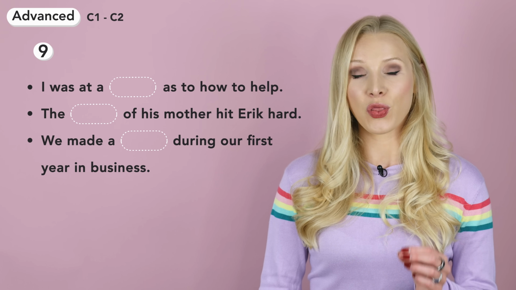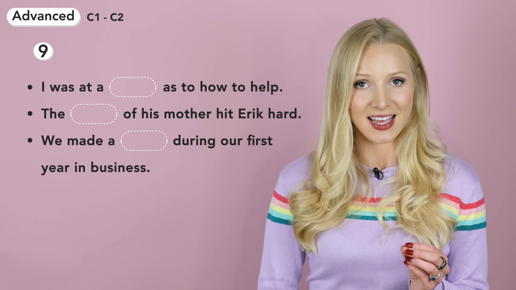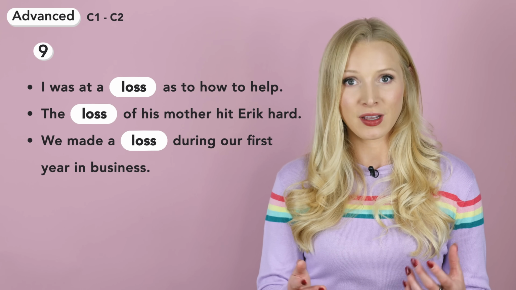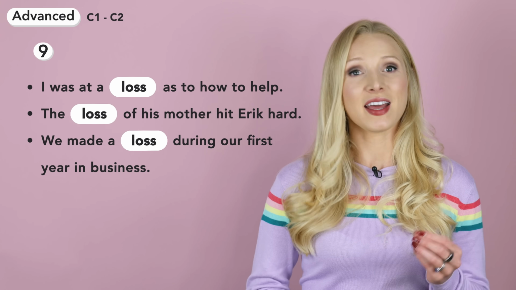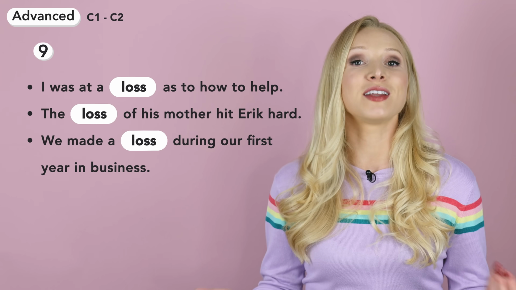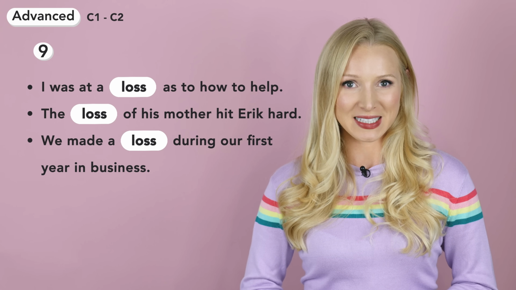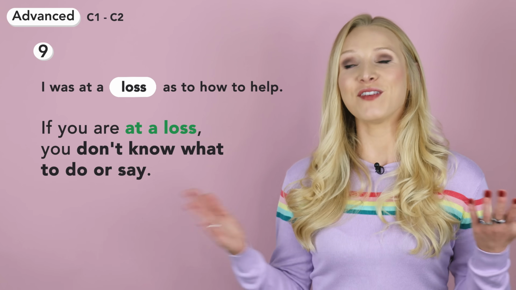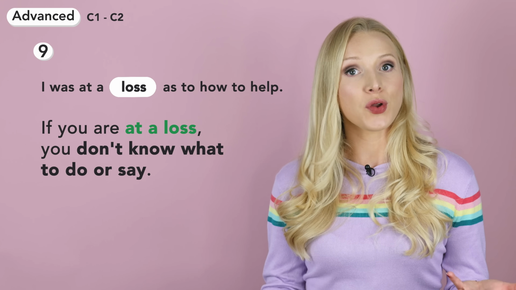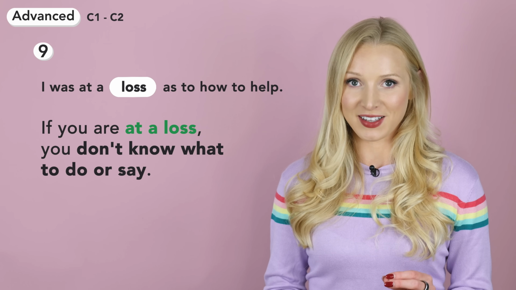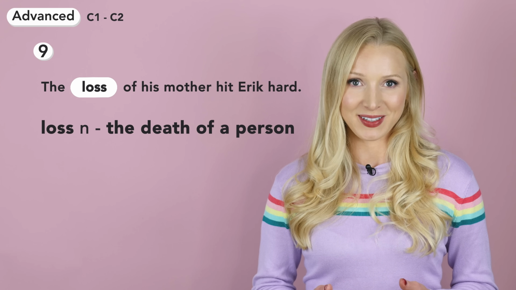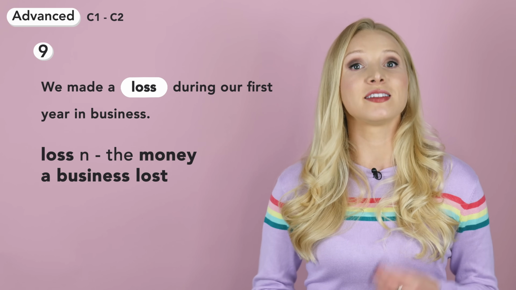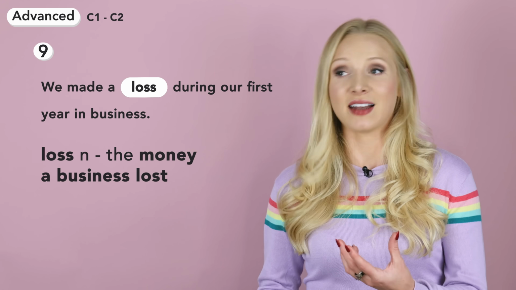Ready for the answer? The word for all 3 sentences is loss. I was at a loss as to how to help. The loss of his mother hit Eric hard, and we made a loss during our first year in business. Explanation time. If you are at a loss, you don't know what to do or say. That's the first sentence. In the second sentence, loss means the death of a person. In the third sentence, loss means the money a business lost, and it's the opposite of profit. All right, let's move on to the next one.